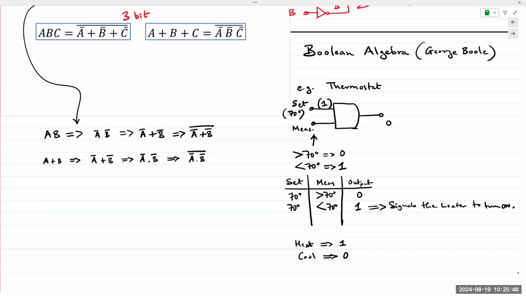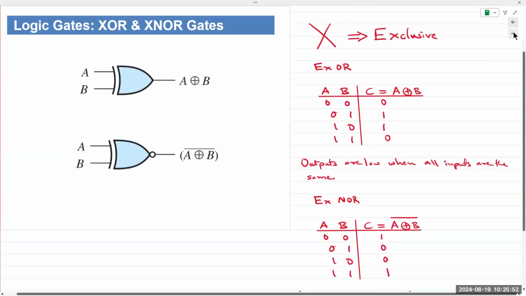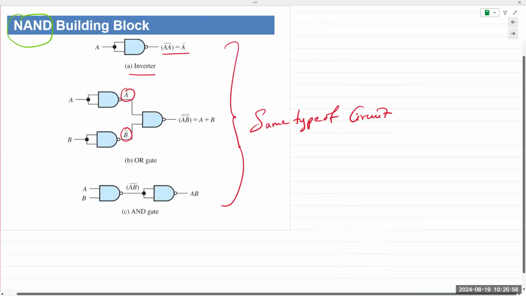Make sense thus far? Okay. All right, so we had the XOR, exclusive OR, and exclusive NOR. And then we looked at the two slides of NAND building blocks and the NOR building blocks. And that's what is being shown here.